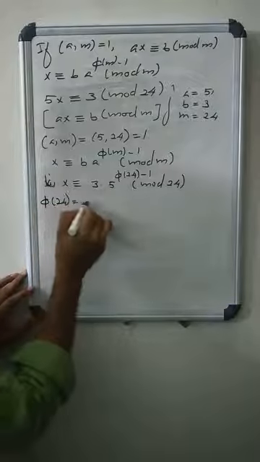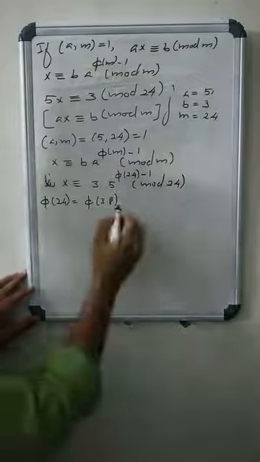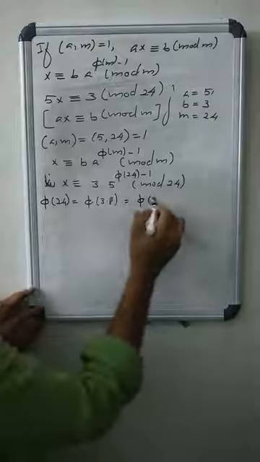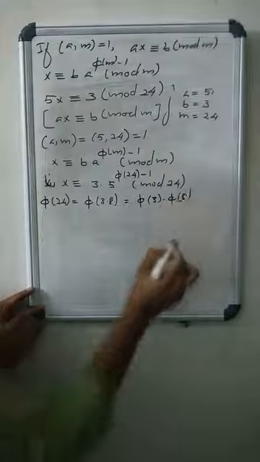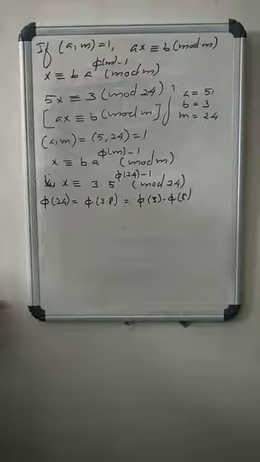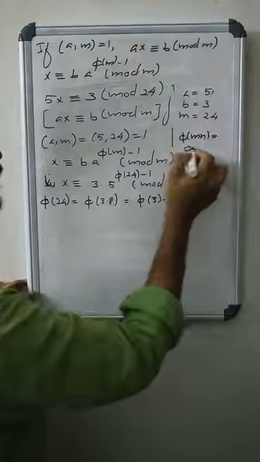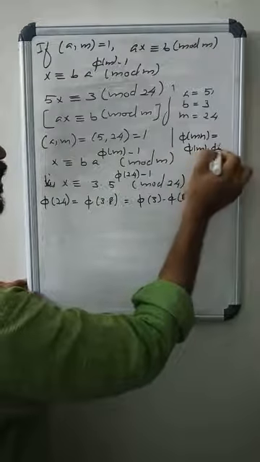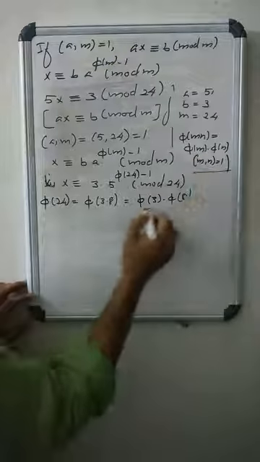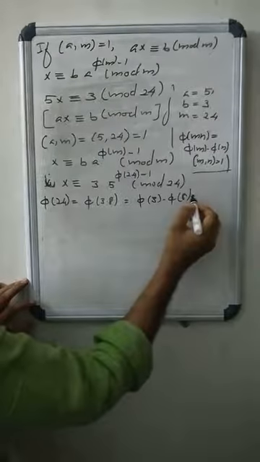Phi of 24 means phi of 3 times 2 cubed, which is phi of 3 times 8. Since 3 and 8 are relatively prime, using the Euler totient relation, if m and n are relatively prime, phi of mn equals phi of m times phi of n. So here 3 and 8 are relatively prime, so phi of 3 times 8 equals phi of 3 times phi of 8. What is phi of 3?